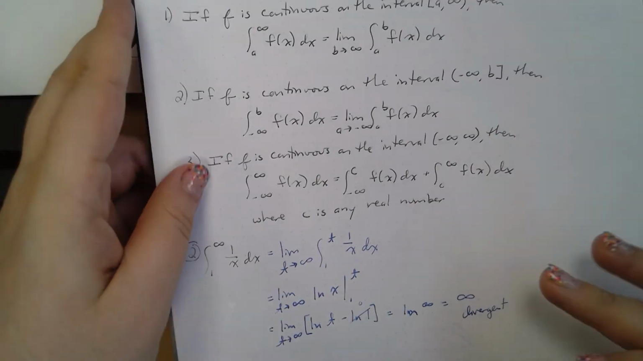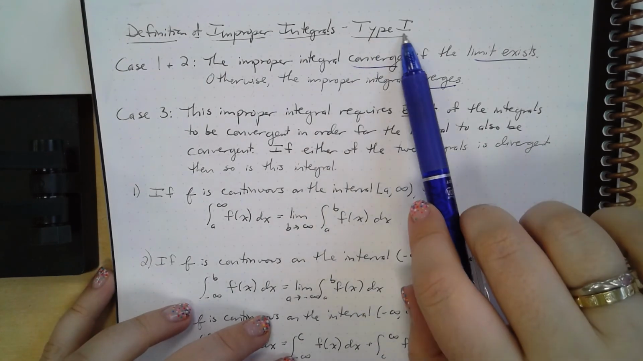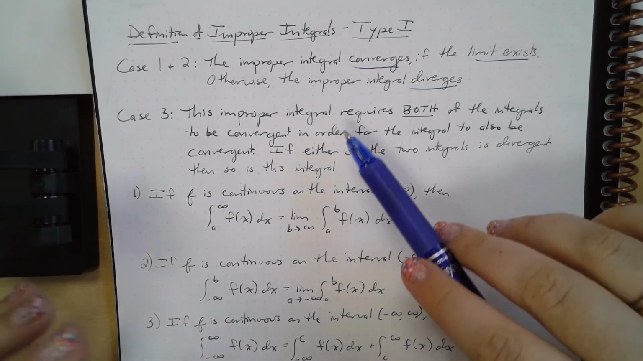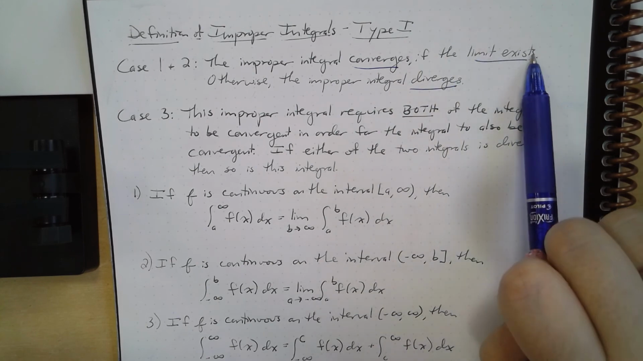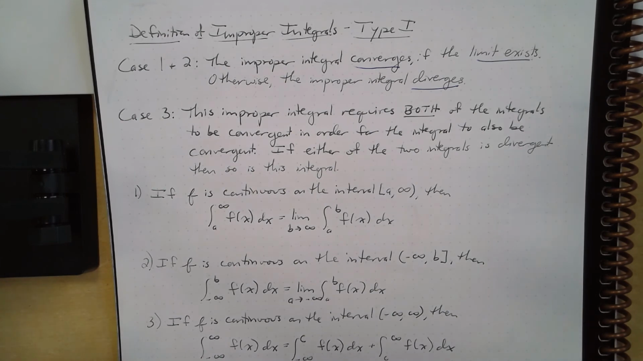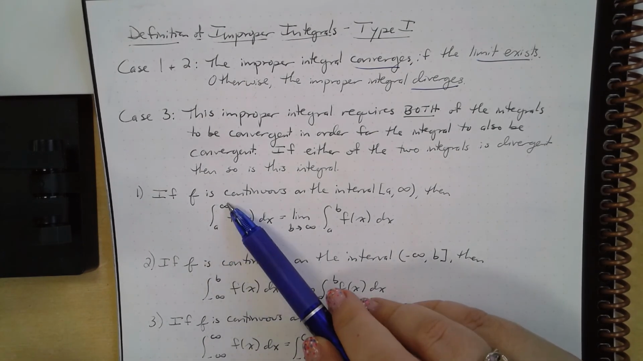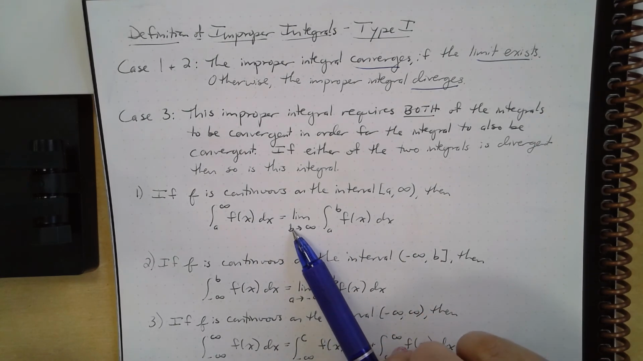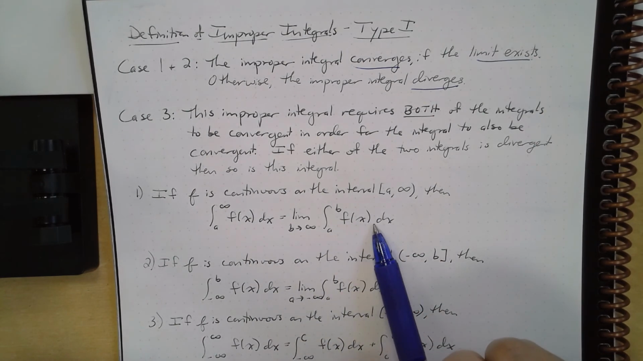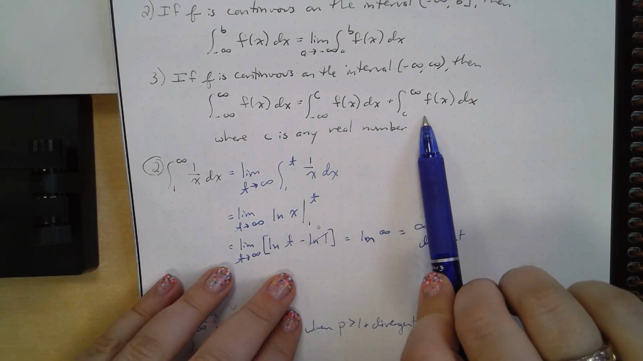So our first type of improper integral, the one where a or b is equal to infinity, can converge if the limit exists, otherwise it diverges. If you have an improper integral where there are two parts, both have to be convergent for the whole integral to be convergent. And if f is continuous, then the integral from a to infinity of f of x is equal to the limit as b approaches infinity of the integral from a to b of f of x. And you could rewrite this here and break it up into two parts, okay?